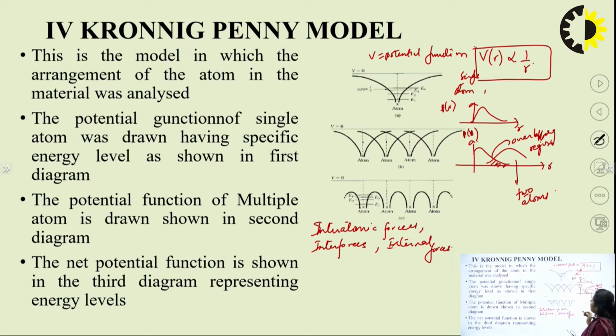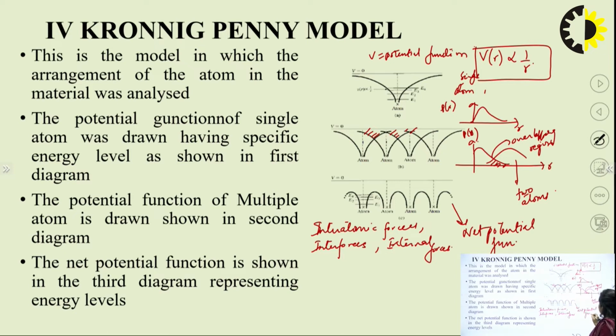This is for the single atom we are showing here, and E1, E2, E3 and E4 are the discrete energy levels for the particular band, for the conduction band as well as the valence band. Similarly, in figure B, we can see that if there are more than one atom, the potential functions will get overlapped. This is the overlapping region. There is some overlapping between the two potential functions of two particular atoms. This is atom 1, atom 2, atom 3 and atom 4. All have some potential function and they get overlapped. So diagram C is basically the net potential function.